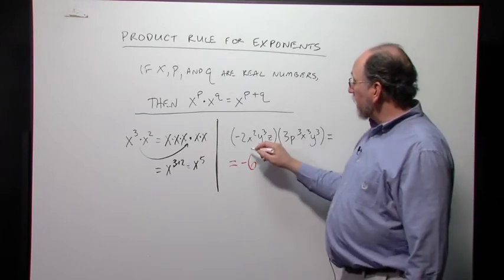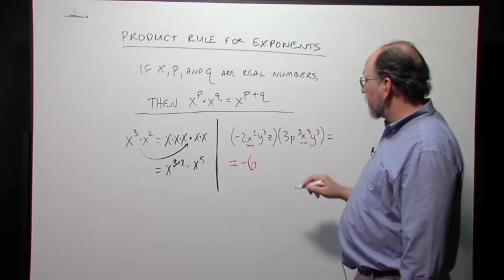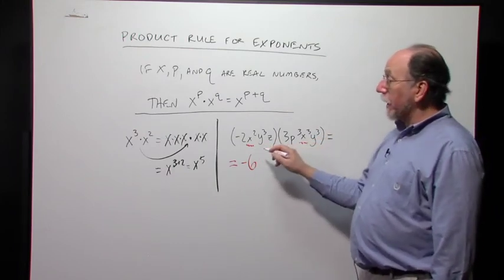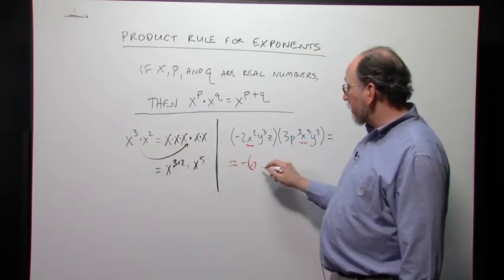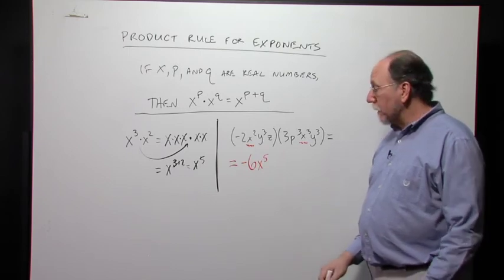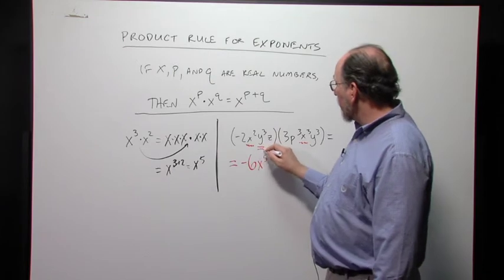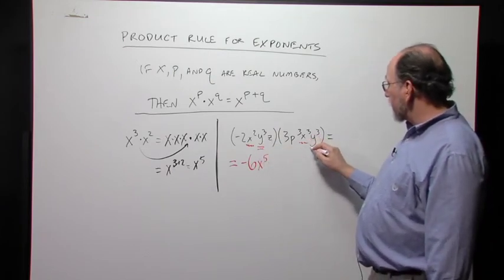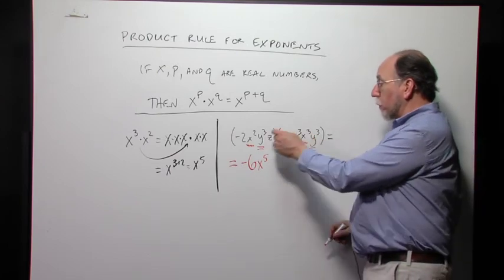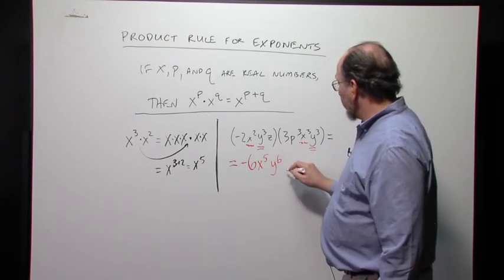And now, let's find the ones that have like bases. Here's an x squared. Here's an x cubed. That x squared and that x cubed, just like we did here, there's x squared and x cubed there, would combine to get x to the 5th. Okay? And here's another base that's the same in both sets of parentheses. There's a y cubed here and a y cubed here. Y cubed times y cubed is y to the 3 plus 3 power, or y to the 6th power.